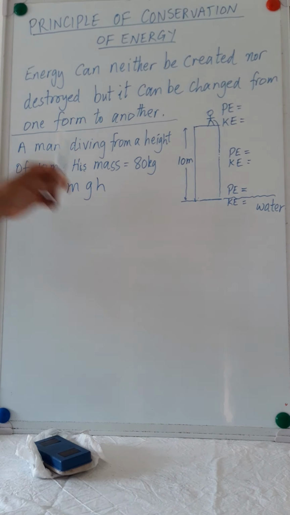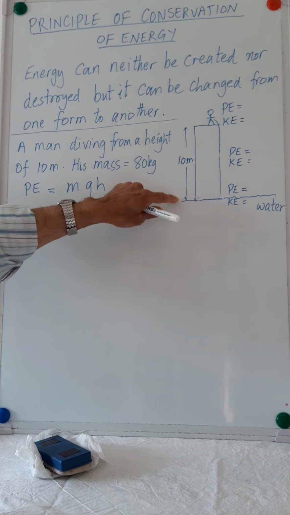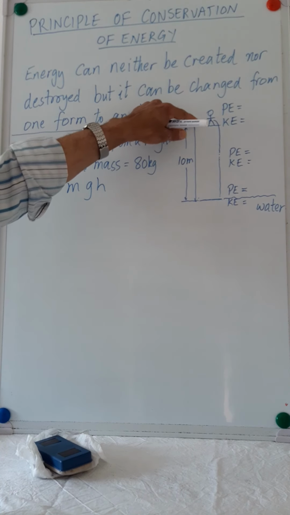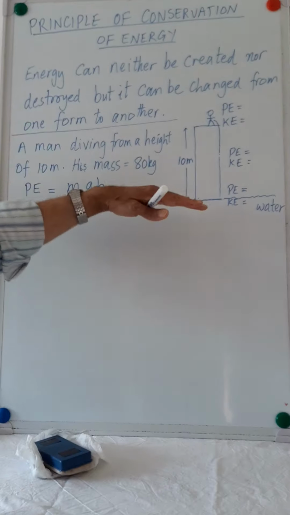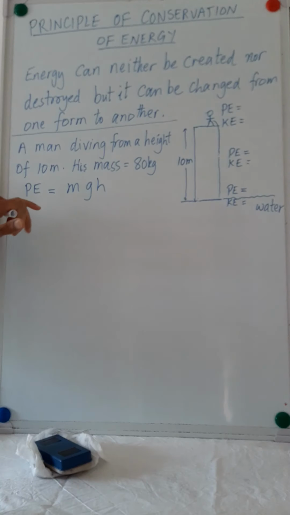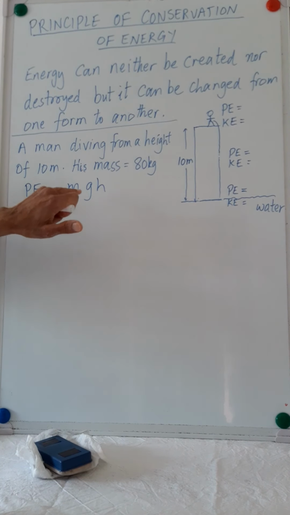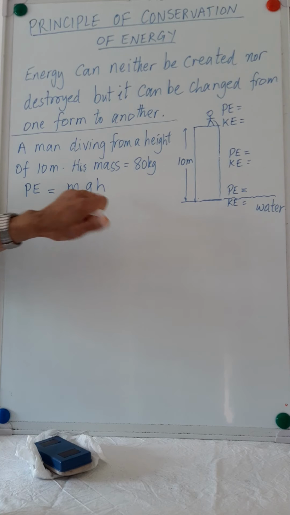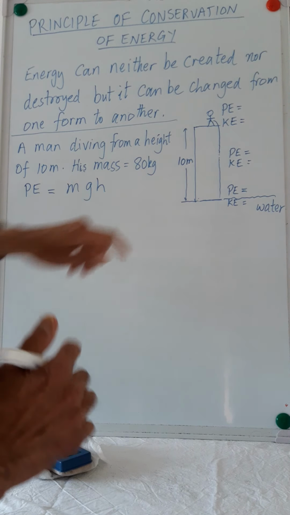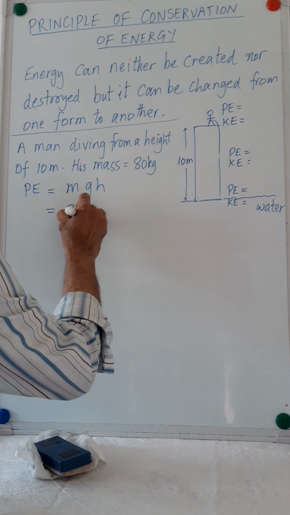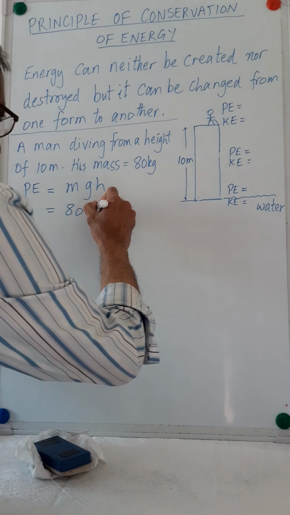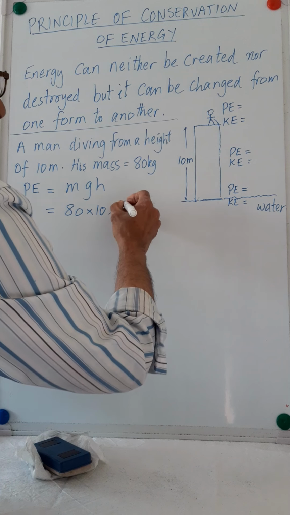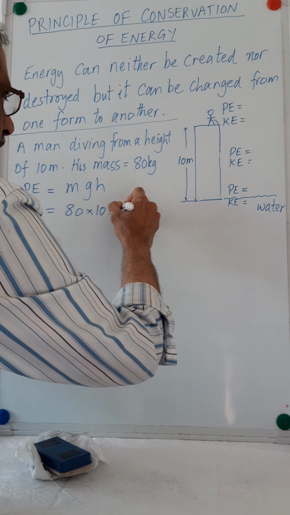Now, we're going to consider a diver. He climbs up onto the diving board platform, to a height of 10 meters. So when he's 10 meters above the ground, he has potential energy. Potential energy is given by mass times gravity times height. The mass of the diver is 80 kilograms. So his potential energy is going to be 80 times gravity, which is 10 newtons per kilogram, times the height, which is 10 meters.